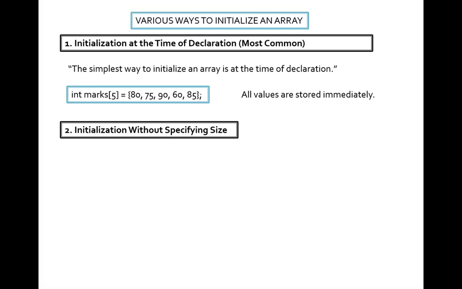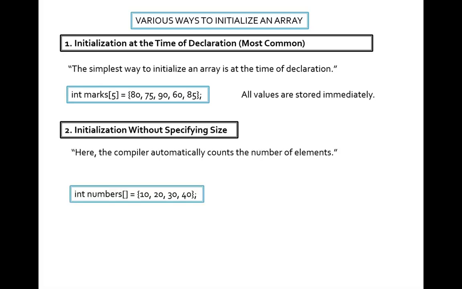So simple, right? Number 2 is initialization without specifying the size. So we have seen this example also. The compiler automatically counts the number of elements: 1, 2, 3, 4 - 10, 20, 30, 40. So the size becomes 4. So these two are very simple direct methods of initialization of an array.